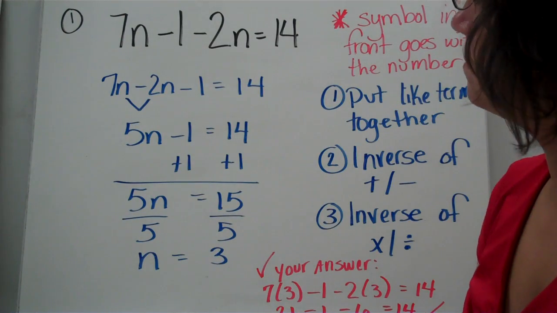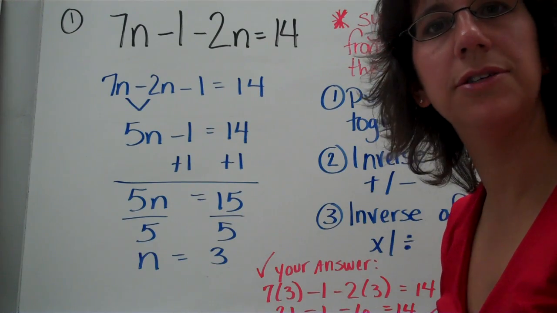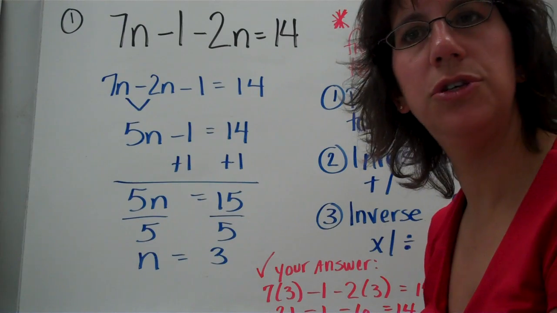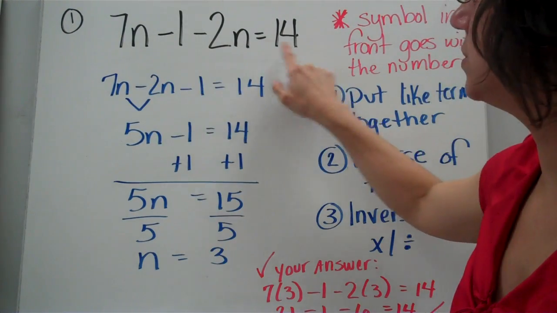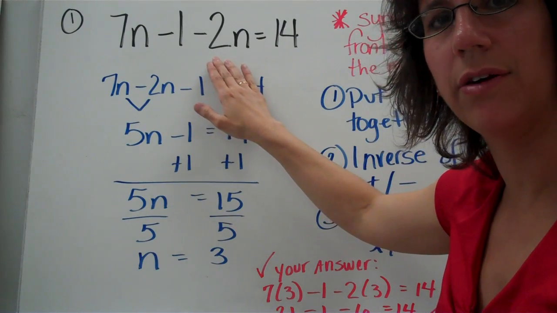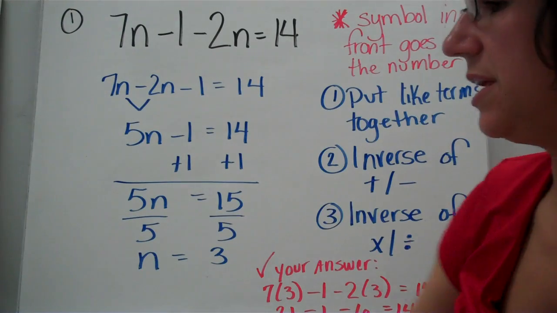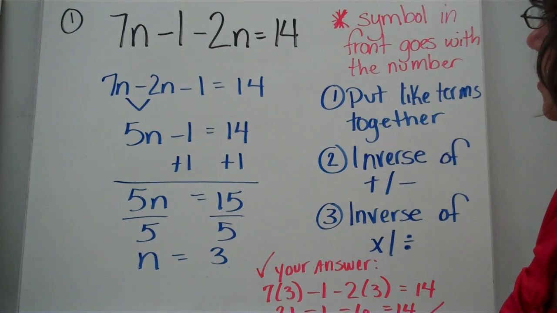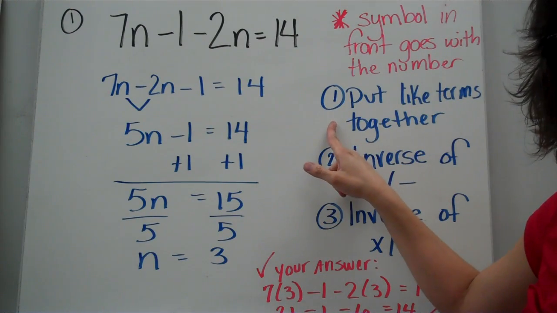All right, take a look at this example here. This is what we call a multi-step equation because you've got to do several things in order to solve it. Up till now, we've solved two-step equations where you have 7n minus 1 equals 14, but now we have an extra n in there. We've got a 7n and a 2n. Now, before we even start, the first thing you want to do is put together your like terms.